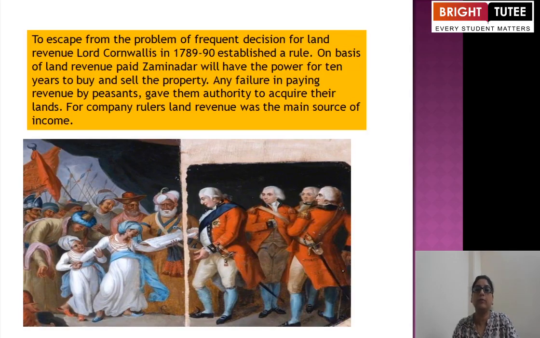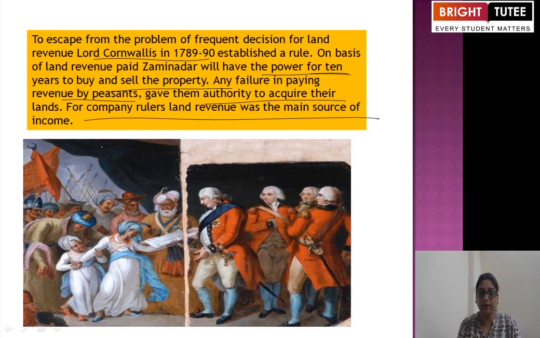Now, to escape from the problem of frequent revision of land revenue, Lord Cornwallis in 1789 established a rule. On the basis of land revenue paid, the Zamindar would have the power of 10 years to buy and sell property. That means he gave them 10 years in their power. Any failure in paying revenue by peasants gave them authority to acquire their lands, and for company rulers, land revenue was the main source of income.